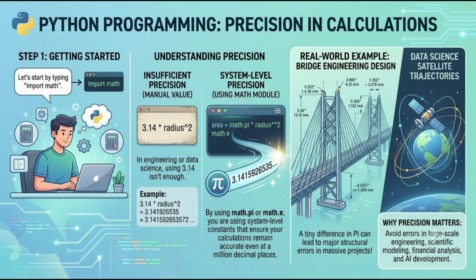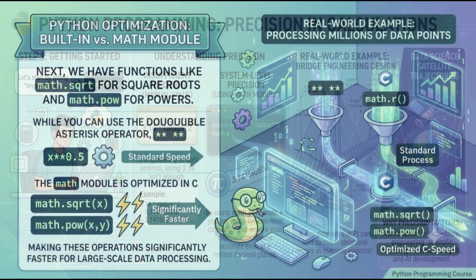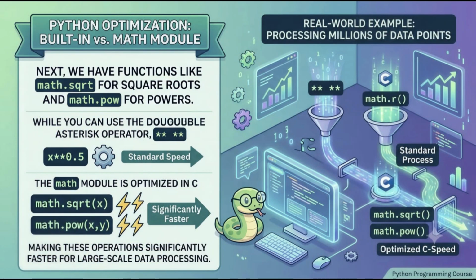The first thing we look at is precision. In engineering or data science, using 3.14 isn't enough. By using math.pi or math.e, you are using system-level constants that ensure your calculations remain accurate even at 1,000,000 decimal places. Next, we have functions like math.sqrt for square roots and math.pow for powers.